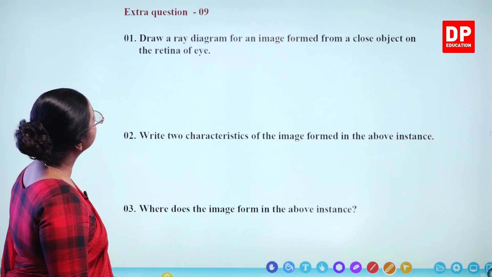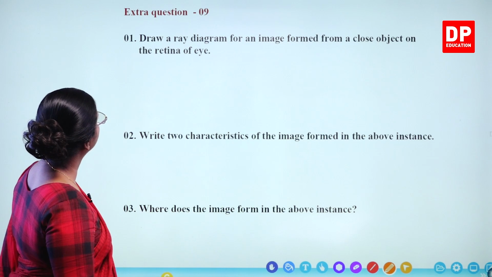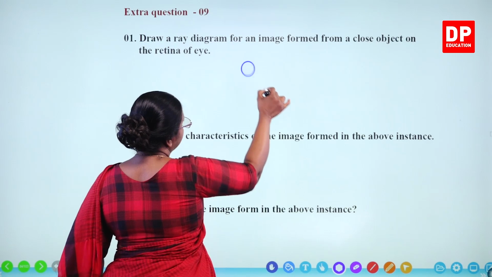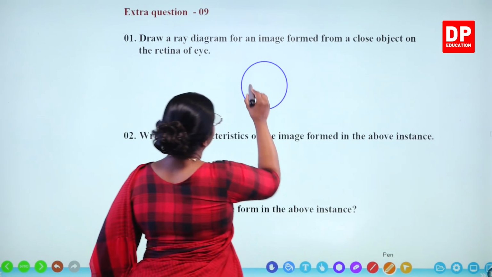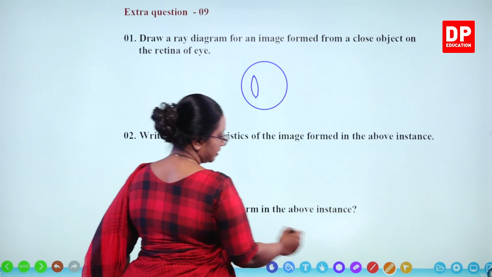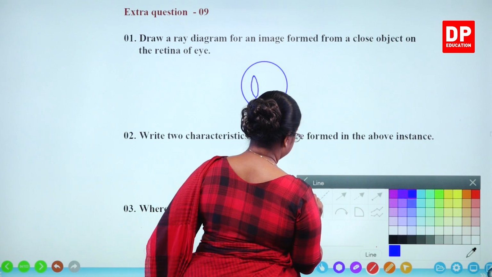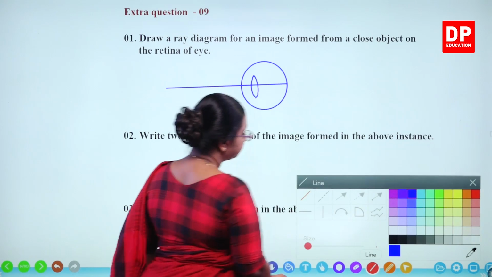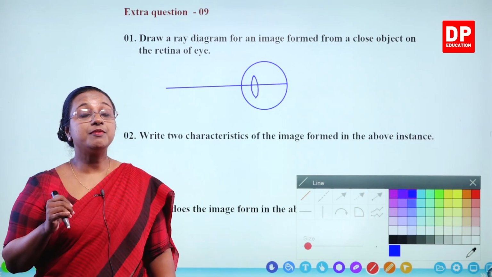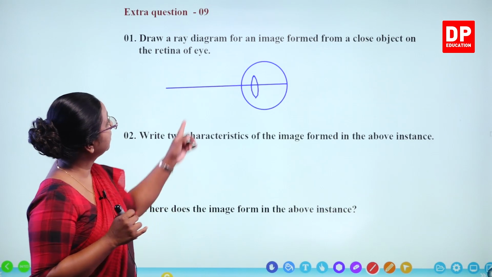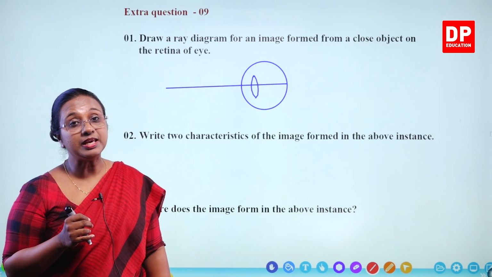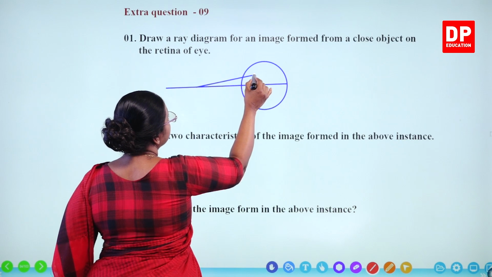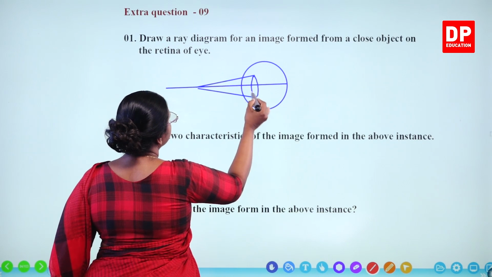Draw a ray diagram for an image formed from a close object on the retina of the eye. So this is for a close object. Again, we need to have the eye, then the biconvex lens. So here, what type of rays come from a close object? They have to be divergent rays. From a close object, they are divergent rays.